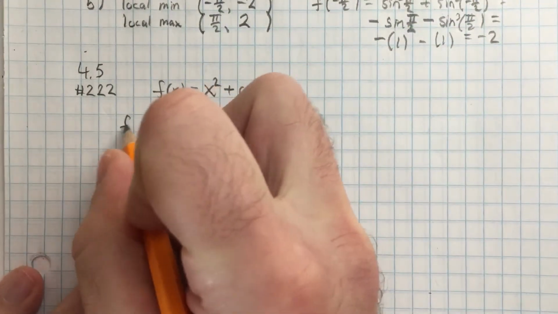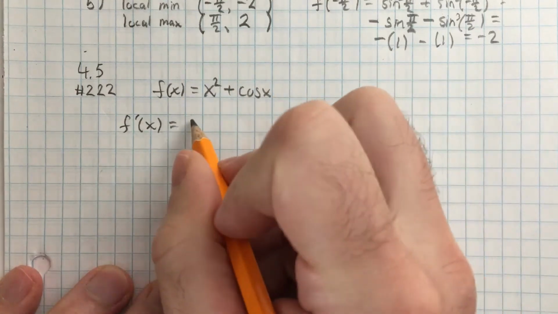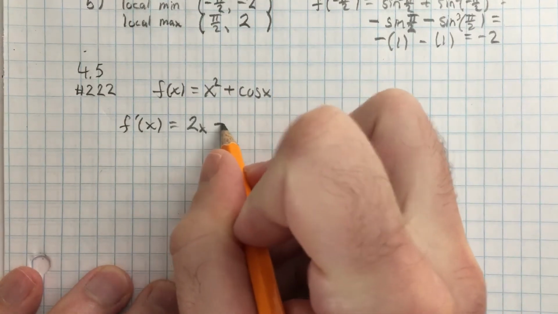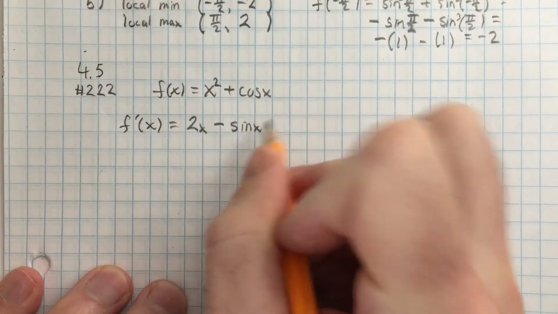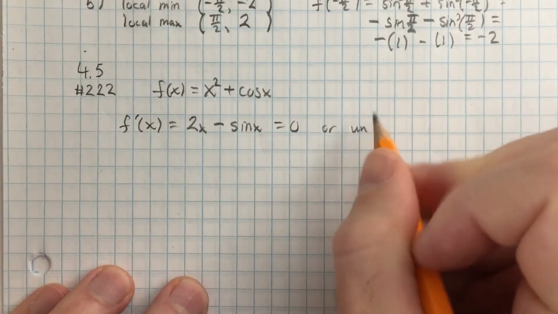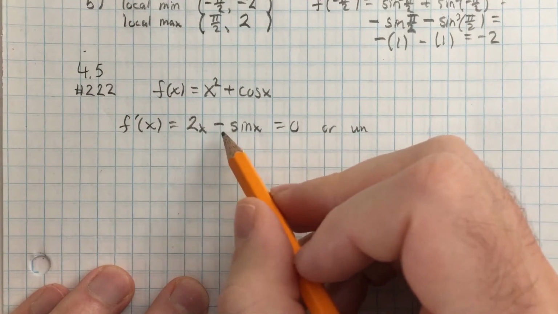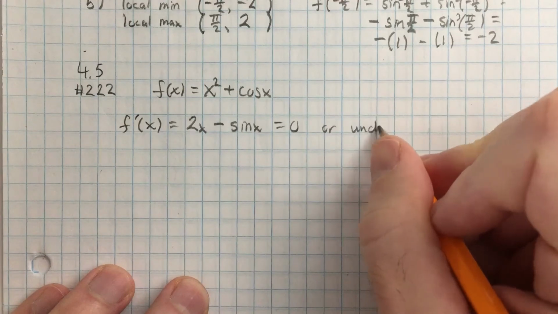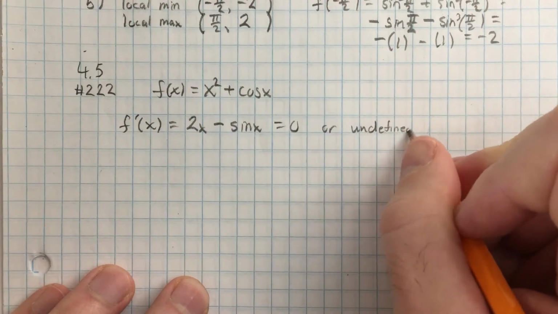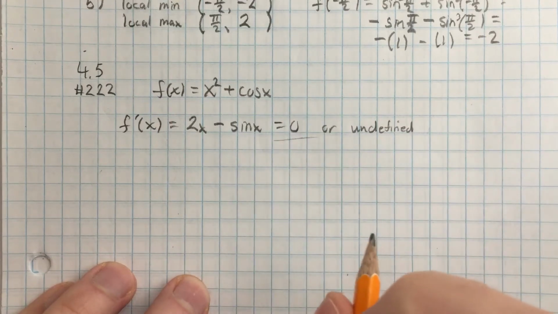I'm going to take f prime, the exact same moves we did before. So we'll get 2x minus sine x. And we'll know where this is equal to 0 or undefined. Again, since it's just a polynomial and a trig function subtracted off, we don't actually have to worry about where it's undefined. There is no place where it's undefined. So we're really just focusing on the equals to 0 again.